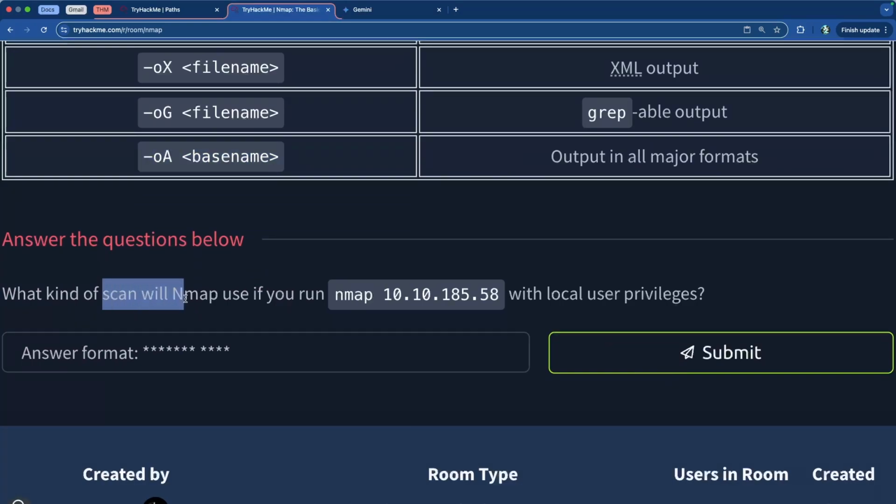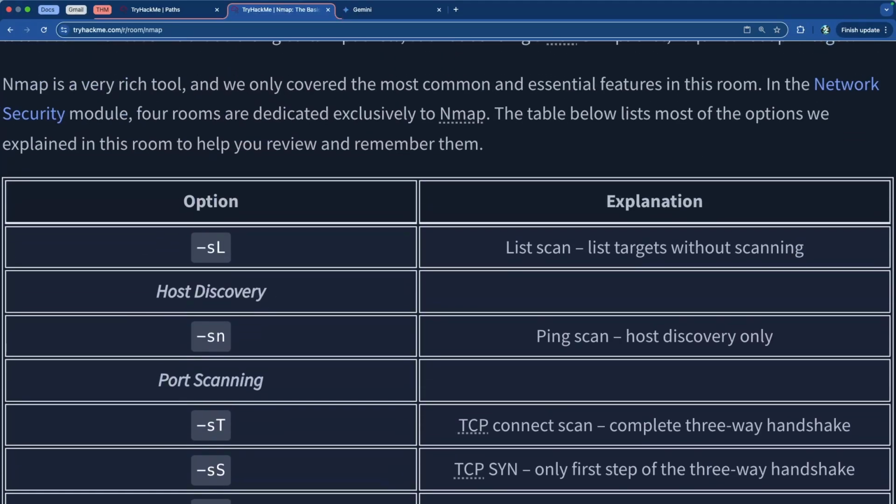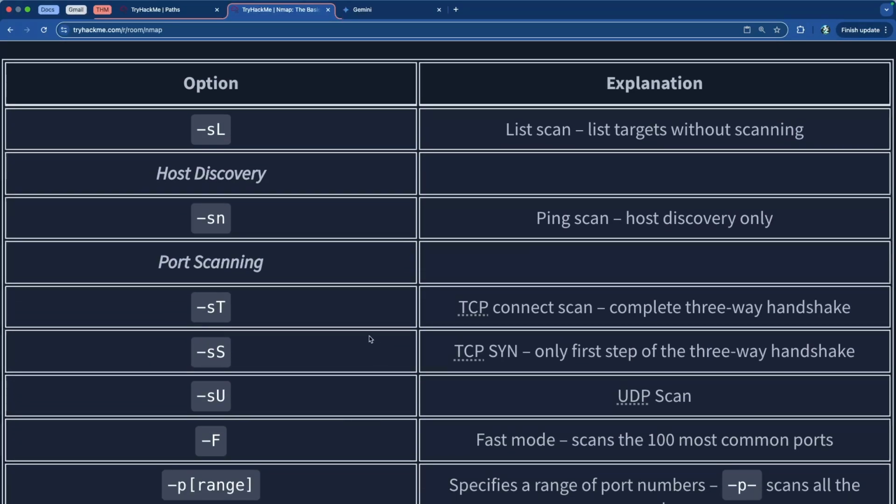So, this is the final question: what kind of scan will Nmap use if you run it basically with local user privileges? And that would be the TCP scan. So what would we call it? TCP connect scan? So Nmap TCP scan. If we just run it, basically it'll run as the TCP scan. That's basically what I know.